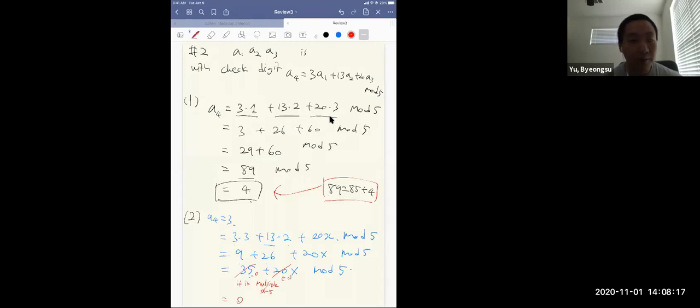So if some missing value x exists, then 0 should be the same as 3, right? But that's impossible because 0 is definitely not the same as 3. So therefore, this code word is not valid. We cannot find x, which makes the code word valid. So the answer is N.